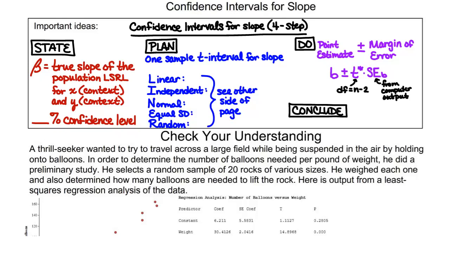Tell me what y represents. What is that response variable? What is the dependent variable there? Plan, the name of the test. This is a 1-sample t interval for slope.